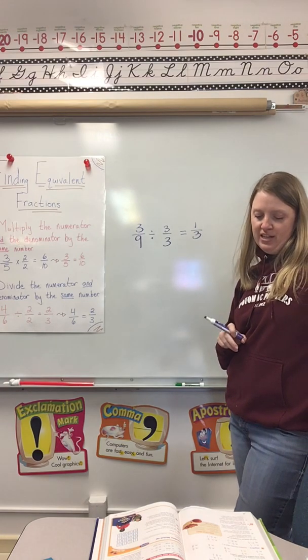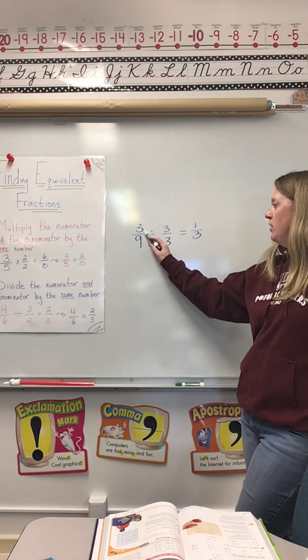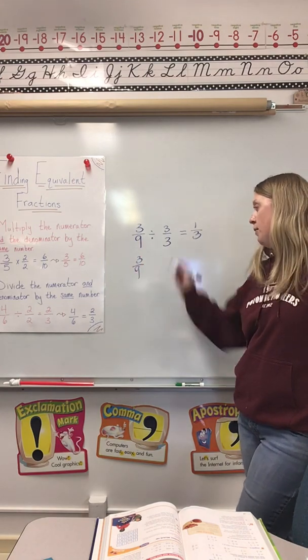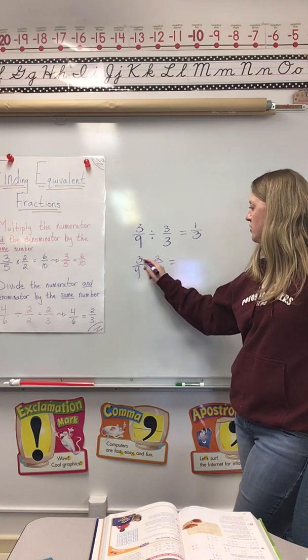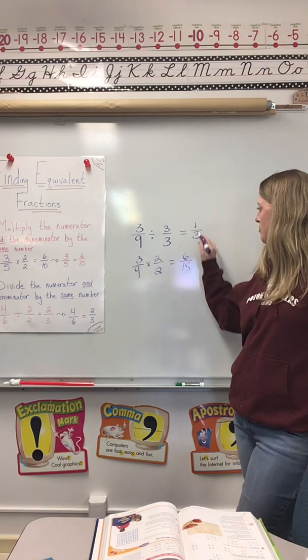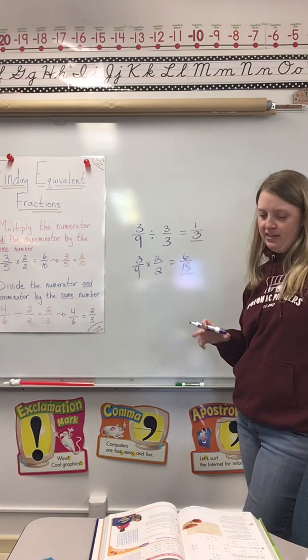The second part says to write another equivalent fraction. So just go back to your original, 3/9, and just multiply it by whatever you want. I'm going to do 2. Multiply the top by 2, multiply the bottom by 2. So 3 times 2 is 6, 9 times 2 is 18. So my simplest form is 1/3. My other equivalent fraction is 6/18.